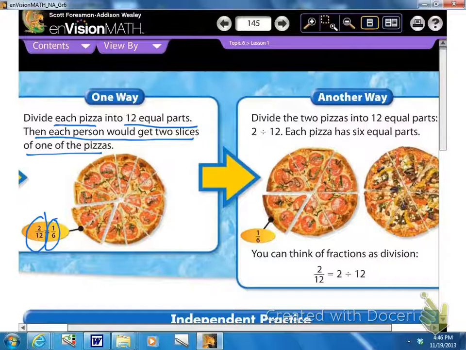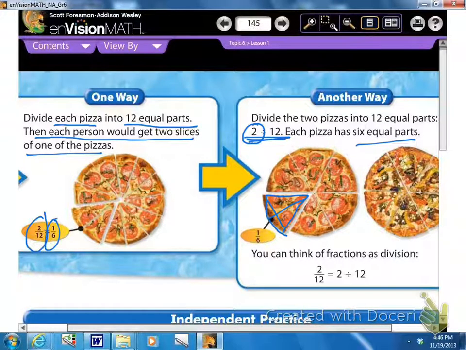Or we could look at another way. Divide the 2 pizzas into 12 equal parts, which is 12 divided by 2. I'm sorry, let me say that correctly. 2 divided by 12. And each pizza has 6 equal parts. So that here's that same piece. Instead of 2/12, it's 1/6.